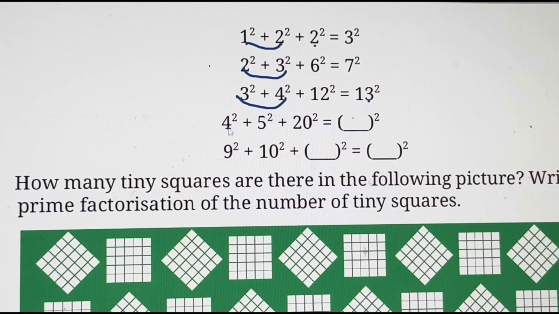So here you see 4 5s are 20. So this is 20 square. So next after 20 comes 21. So here the number will be 21 square. Now 9 square plus 10 square. So 9 tens are 90. So you'll write 90 here. What comes after 90? 91. So that will be the answer. You have to just observe the pattern and answer the question.